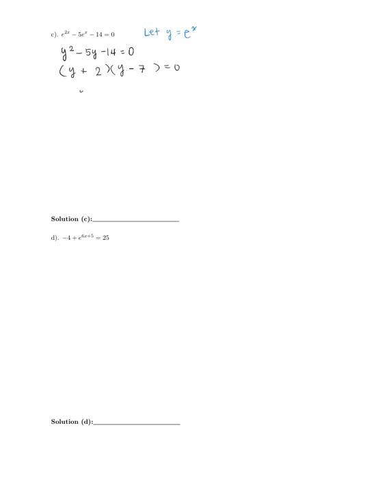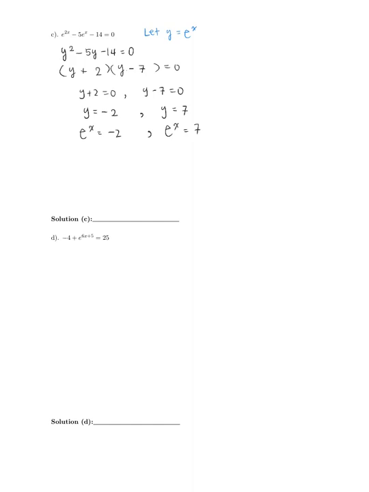So that means what? Either y plus 2 is 0 or y minus 7 equals 0. So y equals negative 2 or y equals 7. But our y was e to the x, so make sure to convert that back in terms of e to the x. So we got e to the x equals negative 2 or e to the x equals 7.